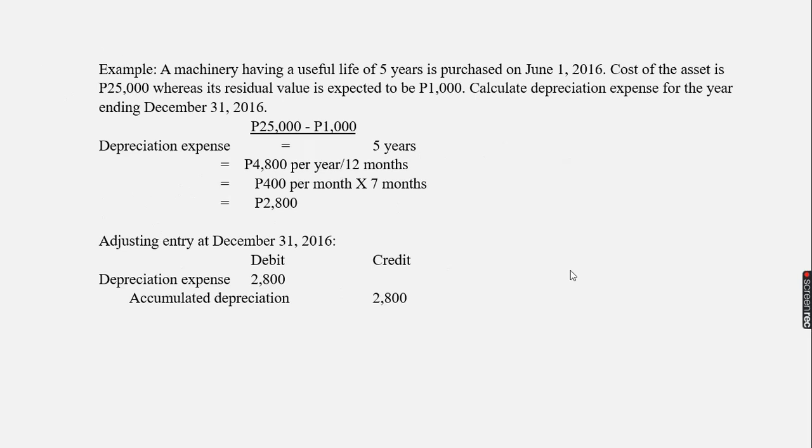Let's take this example. A machinery having a useful life of 5 years is purchased on January 1, 2016. So, the cost of the asset is 25,000, whereas its residual value is expected to be 1,000. Calculate the depreciation expense for the year ending December 31, 2016.